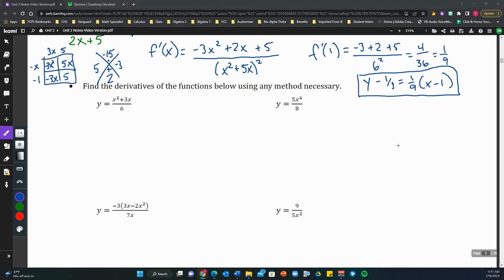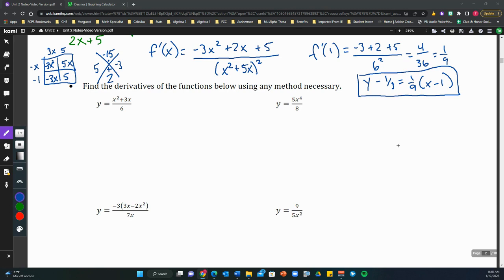All right, so for these last couple of examples, I just want to demonstrate some ways that functions can look at the beginning that may lead you down the path of trying the quotient rule, but it's actually unnecessary. So there's just a couple different variations where that can happen.